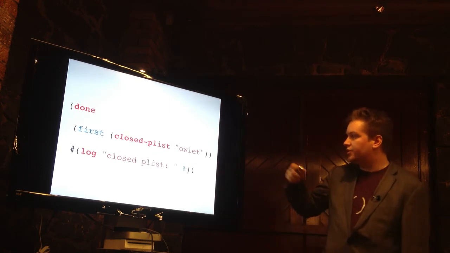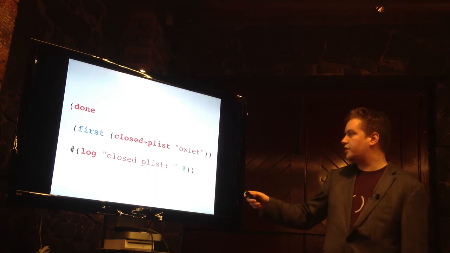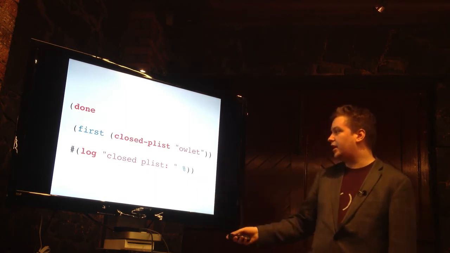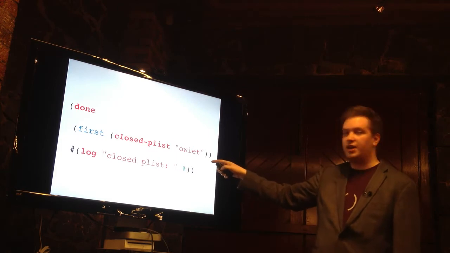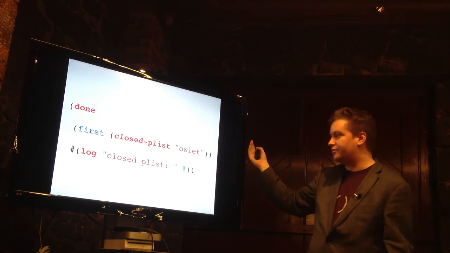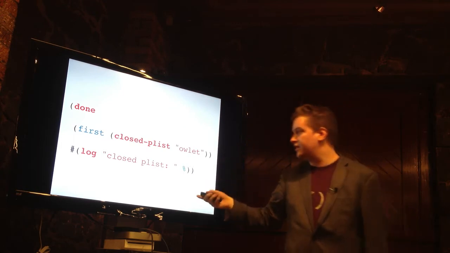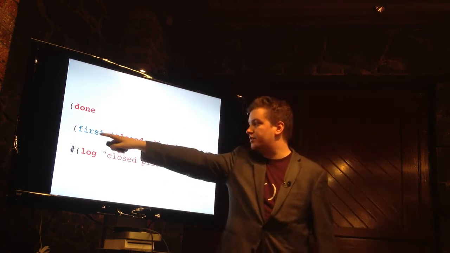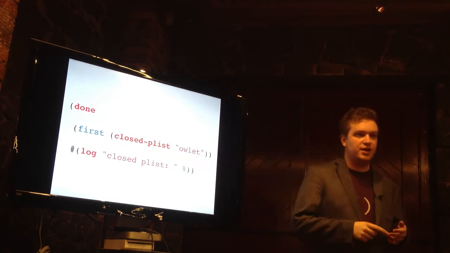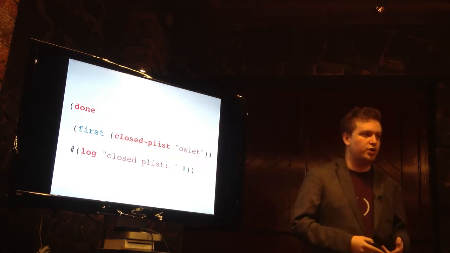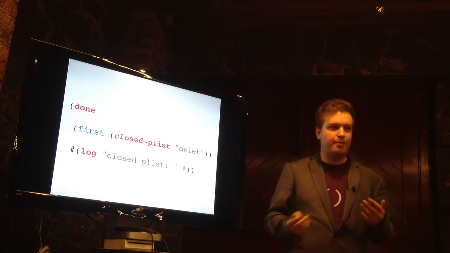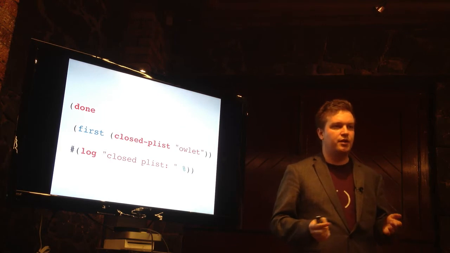So the alternative to an open plist is a closed one. Here you need to specify all of the values up front. An owlet, by the way, is a baby owl. I thought that was pretty cute. So it supports all the same interface. And it's maybe worth pointing out that I'm just using normal Clojure first and rest here. So these implement the ISeq protocol, which gives me map and reduce and everything for free.